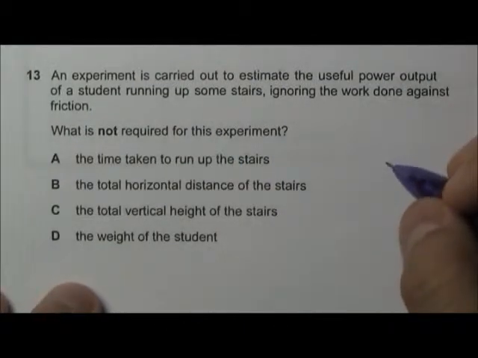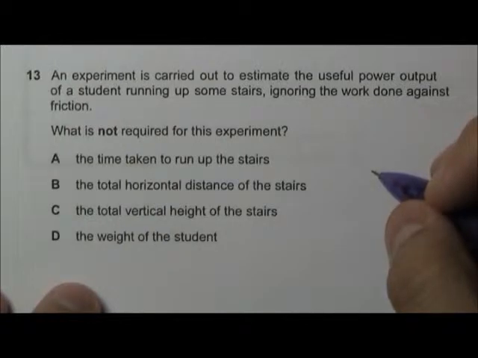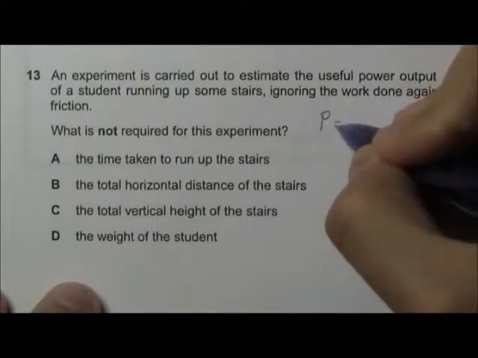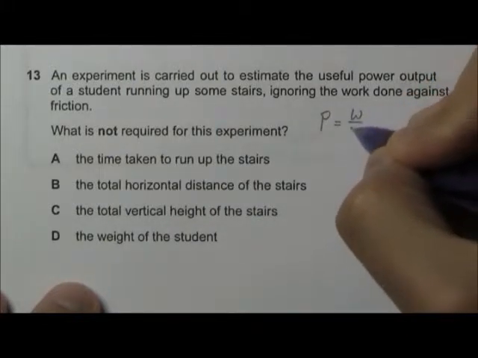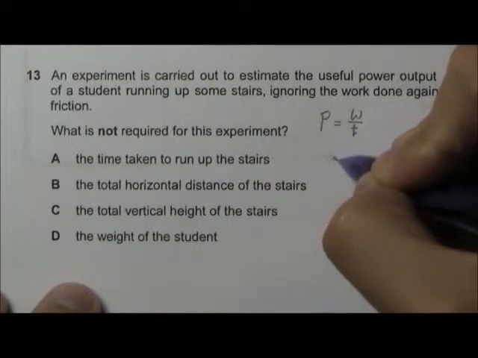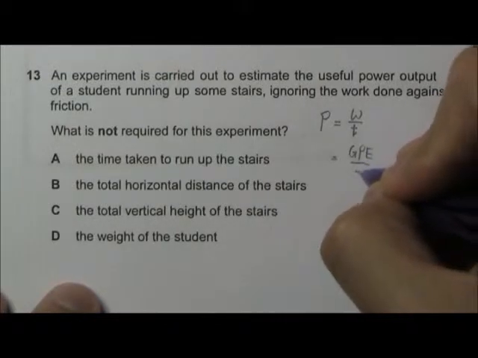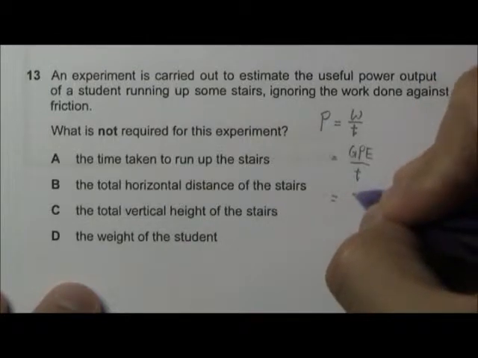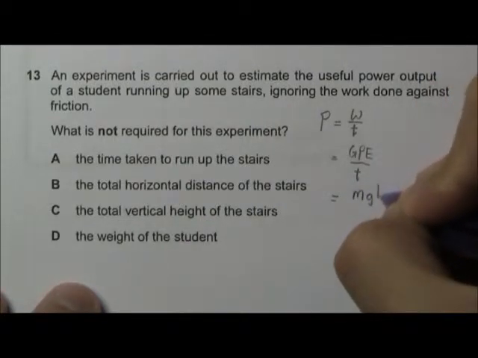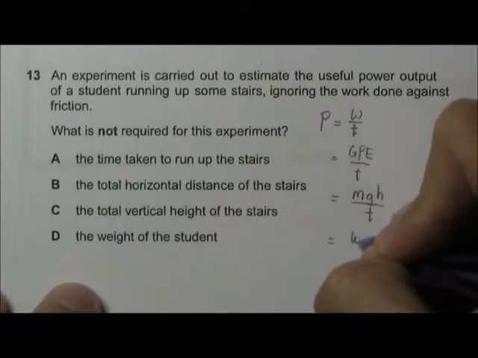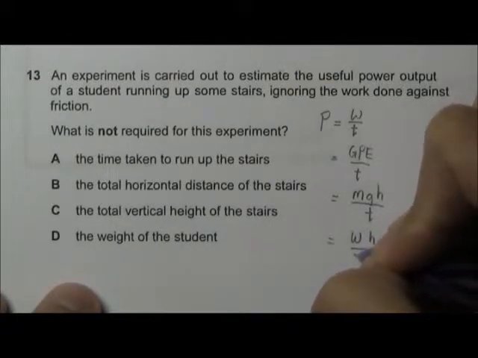Okay, to find the useful power output of a student who's climbing up some stairs, we have to use the formula: power is equal to work done divided by time. And the work done in this case is converted to gravitational potential energy because the student is climbing up to a higher level. And gravitational potential energy is mgh, height is the vertical height, divided by the time. And mg is the weight of the student, so it's W h over t.